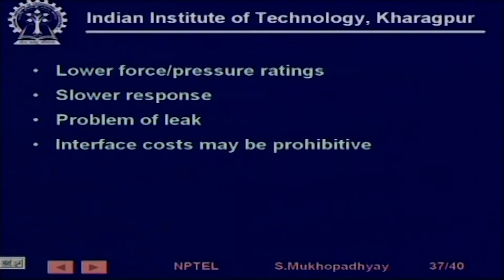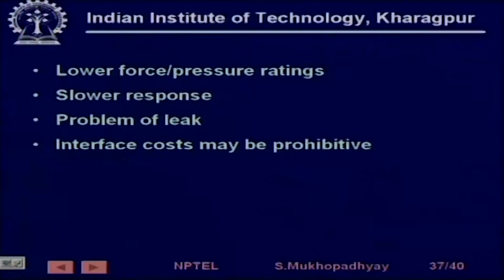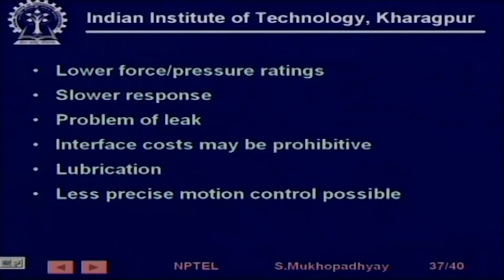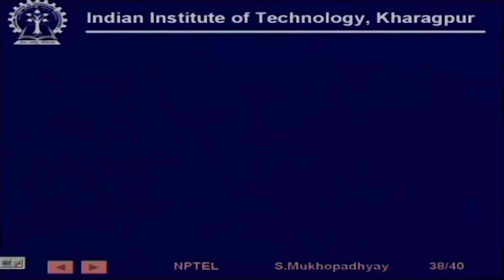So for very sophisticated controls, sometimes electric actuators may be preferred because they can be driven using an all electric system. Lubrication is additionally required, while in hydraulic it comes along with the oil. So lubrication is required, and obviously motion control is less precise in pneumatics than either hydraulics or electric.